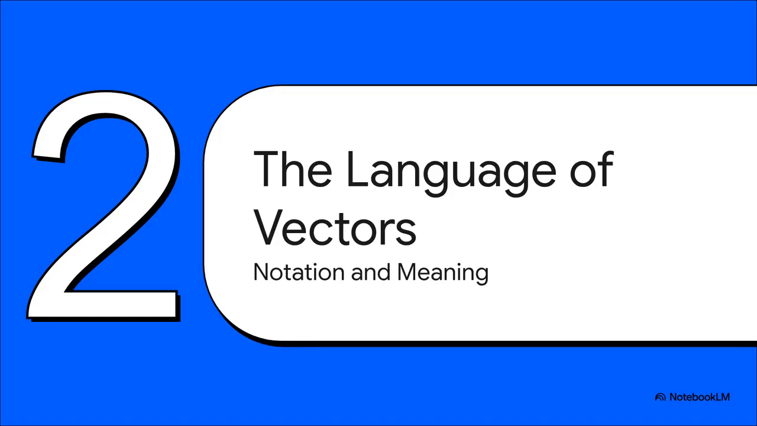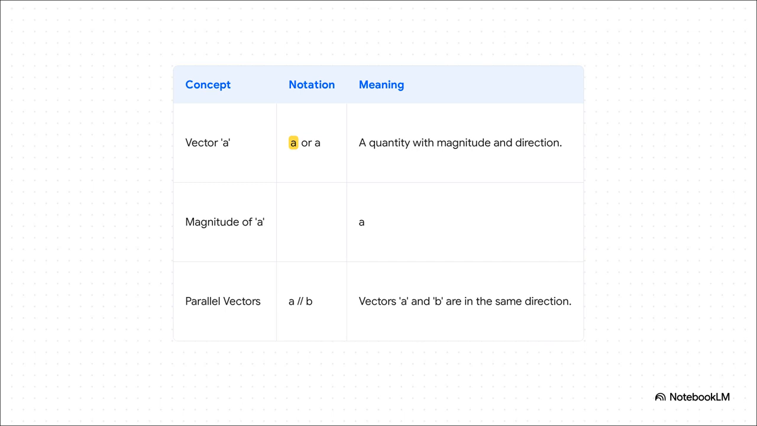So to really start playing around with these ideas, we need a language for them, a way to write them down. So let's take a quick look at the special notation for vectors, because we need to be able to tell them apart from just regular numbers. The good news is the notation is actually pretty straightforward. When you see a letter in bold, like this A, that means we're talking about the whole shebang, the full vector, its length and its direction. But when you see that same letter with vertical bars around it, now we're only talking about its magnitude, its length. That's it. And believe me, keeping those two things separate in your head is absolutely crucial.